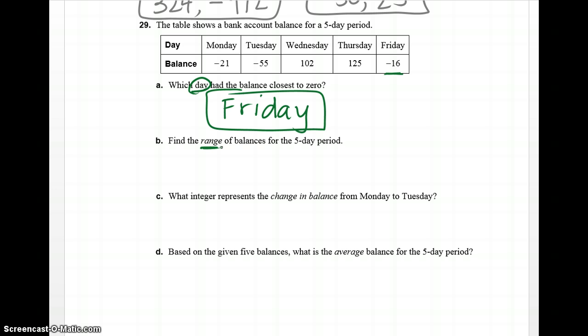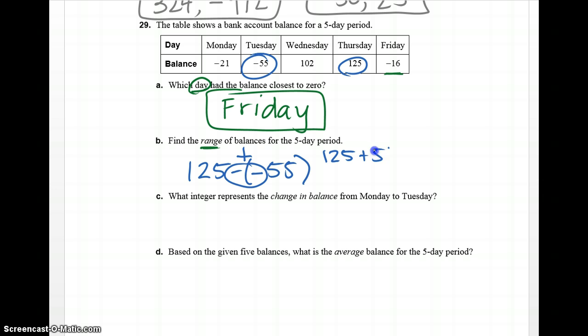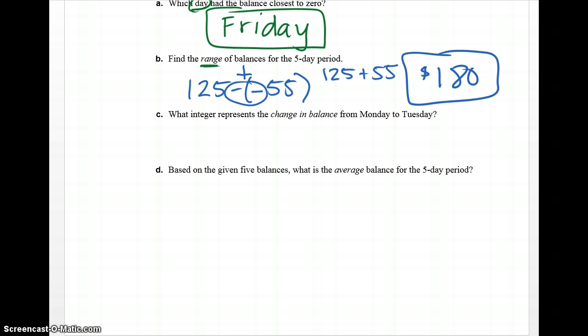Find the range. Now we also talked about range very quickly in class. That's taking the largest number, which in this case is 125, and subtracting the smallest number, which here is negative 55. So I'm subtracting a negative 55. Remember, when we are subtracting negatives, it's just like adding a positive. So 125 plus 55 is $180. Remember to label. So the range of balances is $180, it varies $180 throughout the week.